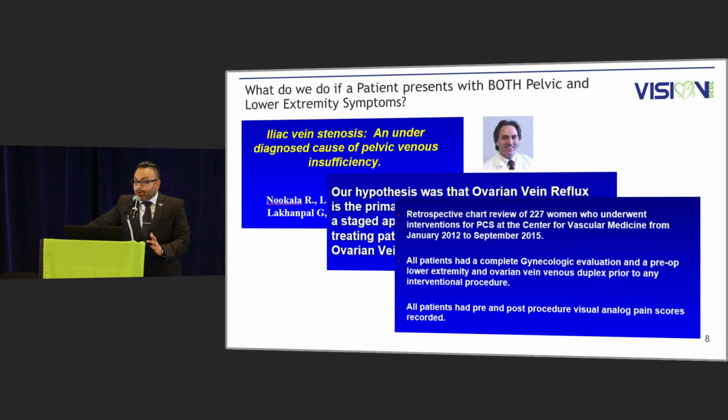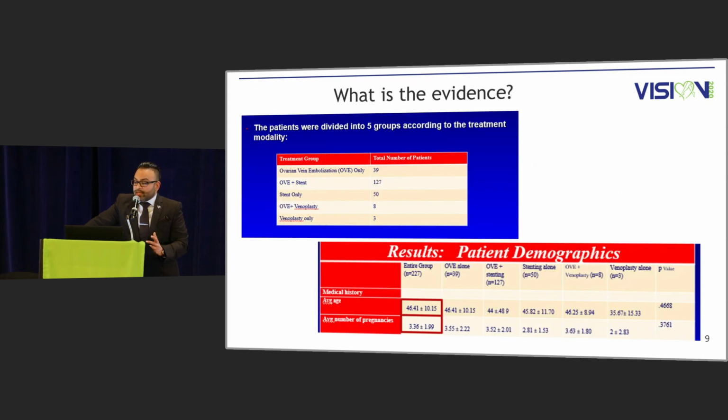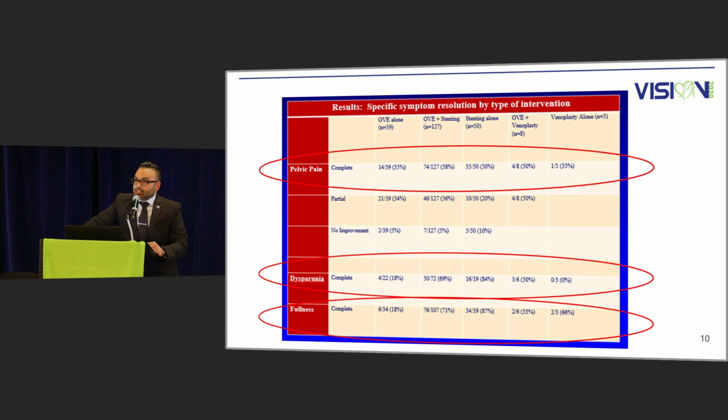What about patients that come with pelvic and lower extremity features? Well, I'm not going to brag, but Dr. Pappas has helped us publish landmark papers at the Center for Vascular Medicine in this, showing that if we looked at these patients and if we treat them, we look at them retrospectively in our study, and we find that those patients that had first vein stenting of the venous outflow obstruction treated, and then given symptoms, came back for ovarian vein embolization, did better than those patients that had treatments done simultaneously. And again, we'll be happy to give you these publications.